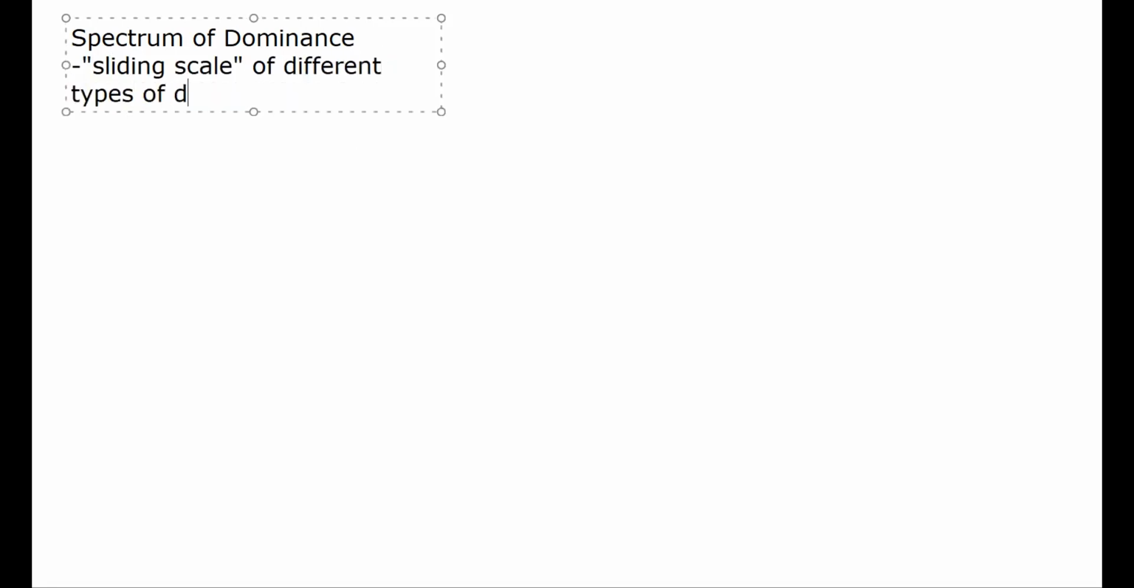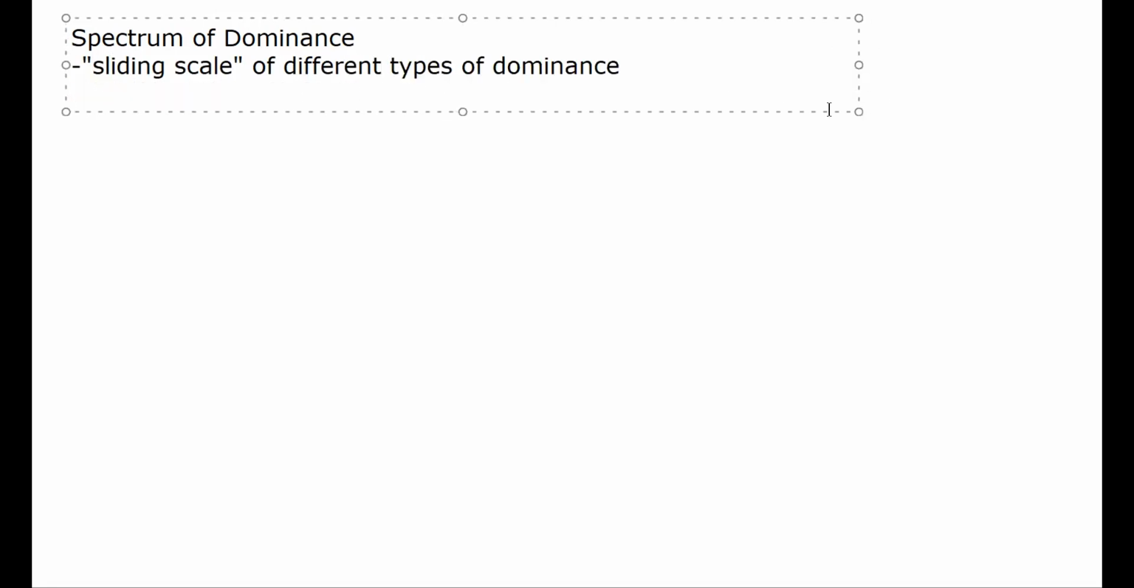And the spectrum of dominance refers to a kind of a sliding scale, okay, of different types of dominance. The word spectrum literally means it's a sliding scale, right? If you think about the color spectrum, it doesn't just go straight from red to orange to yellow to green to blue. It kind of blends its way across, and that's why we call that a spectrum.